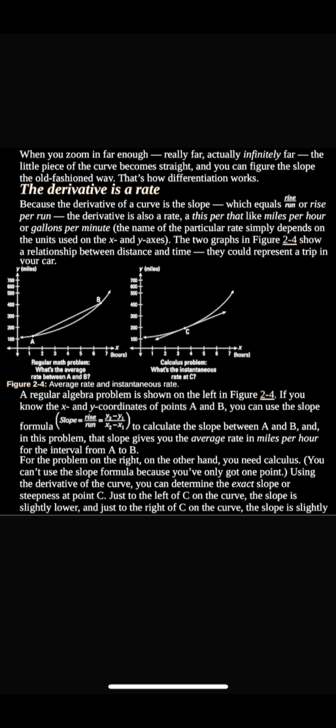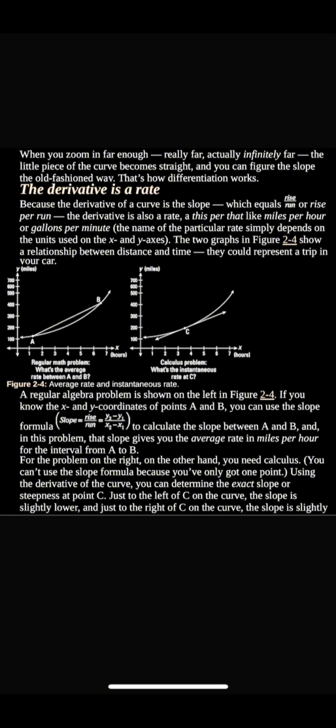The derivative is a rate. Because the derivative of a curve is the slope, which equals the rise divided by the run, the derivative is also a rate, like miles per hour or gallons per minute. The name of the particular rate depends on the units used on the x and y axes. The two graphs in Figure 2.4 show a relationship between distance and time. They could represent a car trip. Figure 2.4, average rate and instantaneous rate.